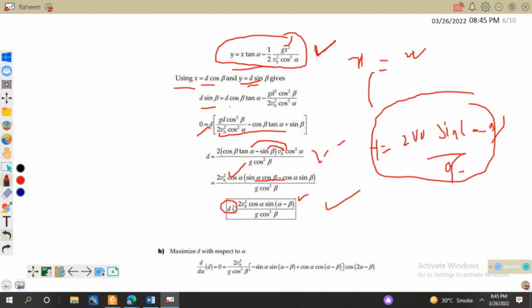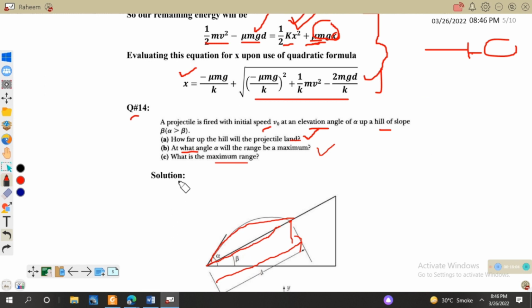We have obtained the expression for the horizontal range. If we want to seek the expression for the time of flight, you should know that this should contain some sin(alpha minus beta) over g sin alpha or cos alpha. Now we are seeking the maximum horizontal range, because the second part of the question said at what angle alpha will the range be maximum.